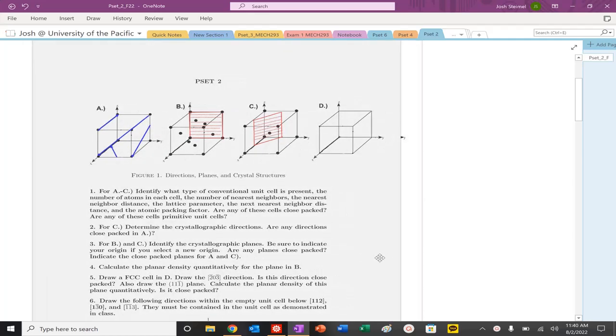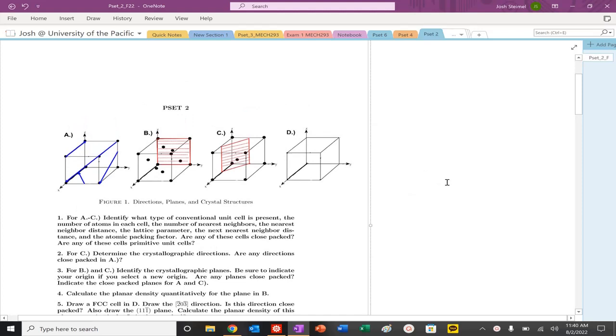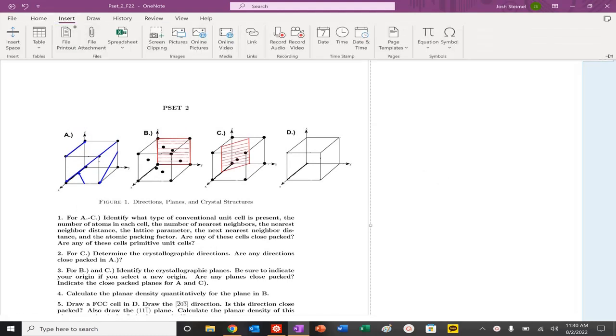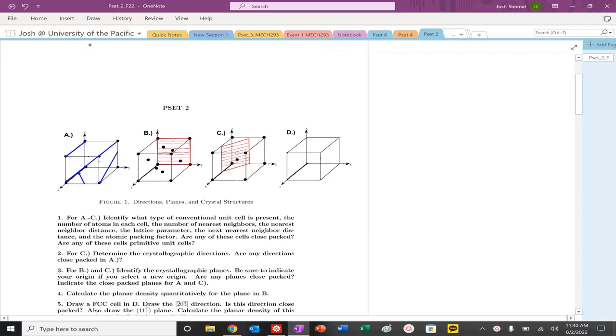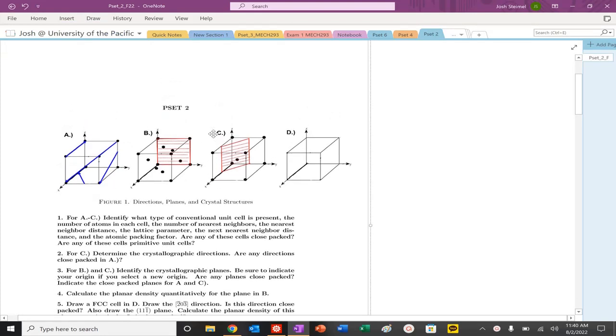All right, so let's go ahead and get started on Pset 2. Let's get my pen ready to go. Not here, I want to draw. For A through C, identify what conventional unit cell is present. So let's go ahead and do that.